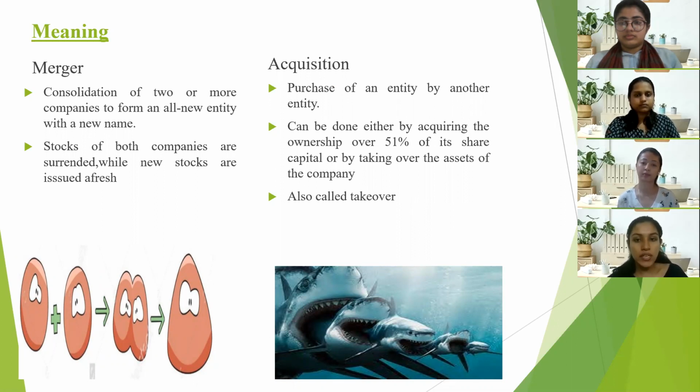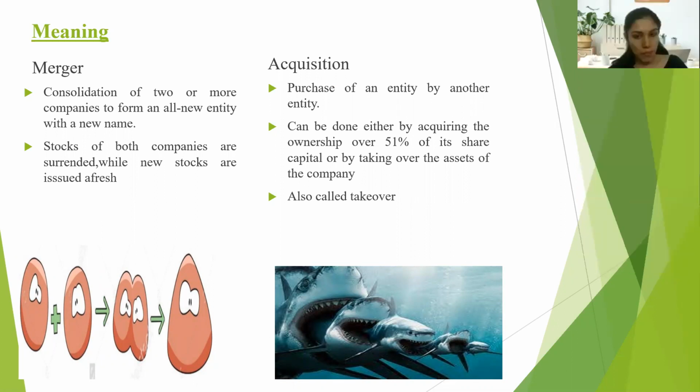Likewise, in acquisition, it's where one company purchases another, and it's also called takeover. So it can be done either by acquiring the ownership over 51% of the shareholder capital or by taking over the assets of the company. So basically, it involves the acquiring company, that is the acquirer, making an offer of the common stock of the other company, that is acquiree, at a fixed price per stock.